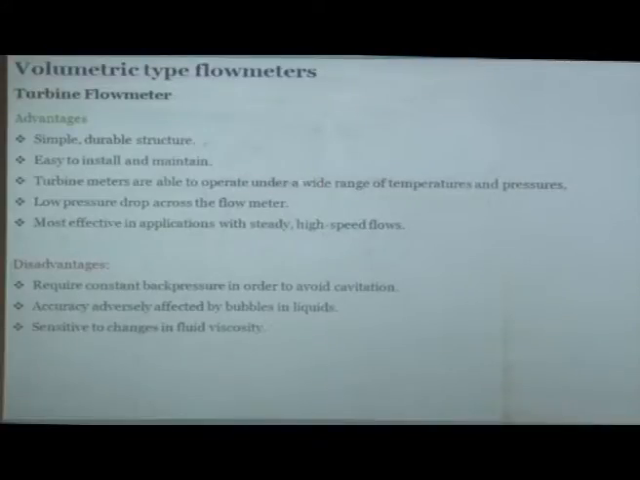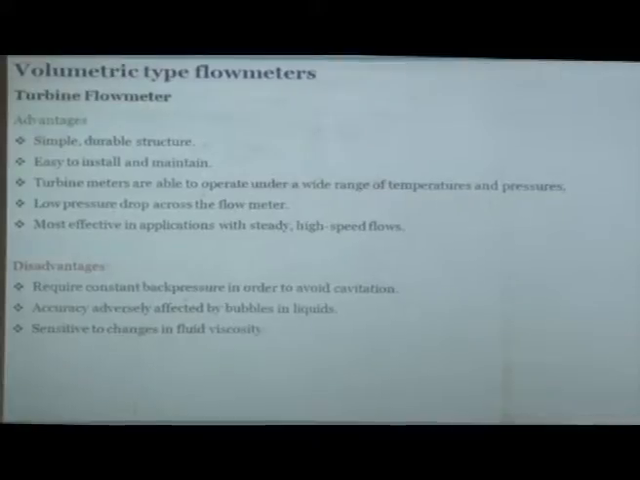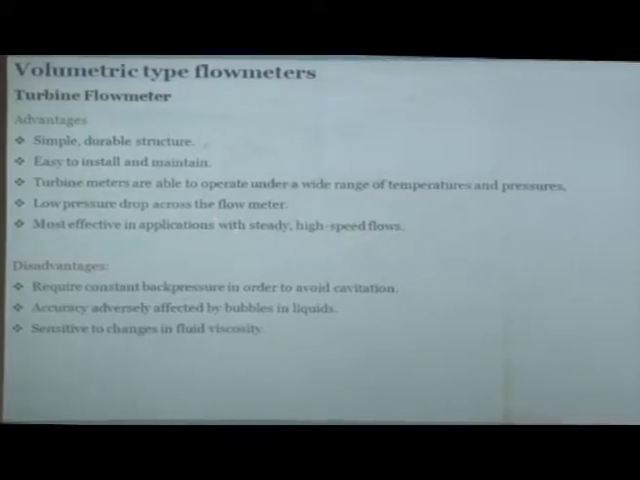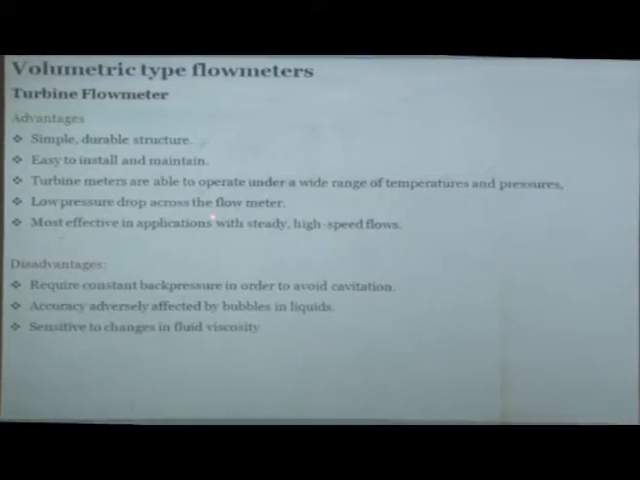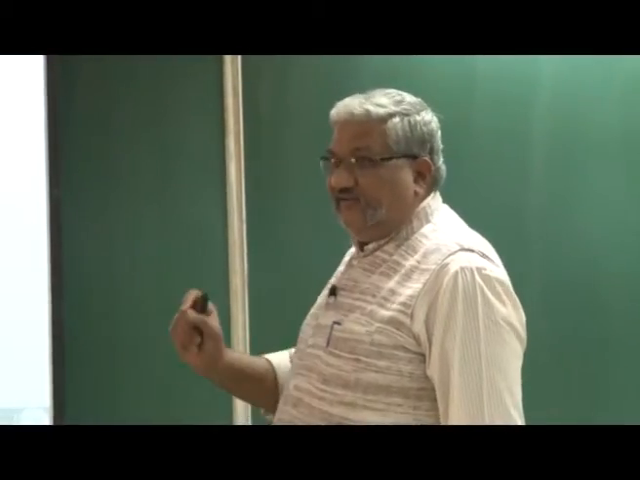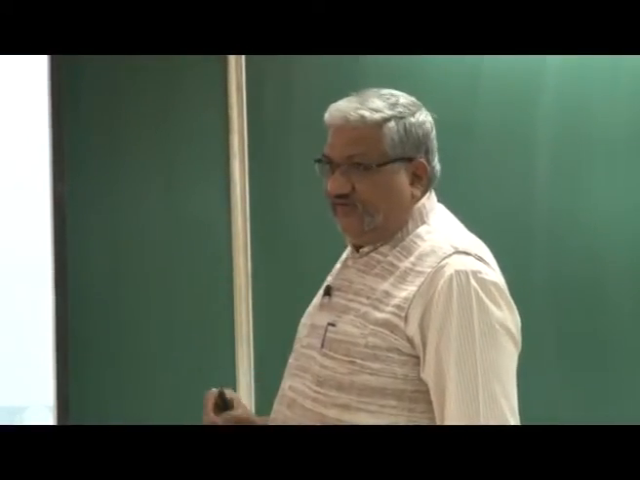Turbine meters are able to operate under a wide range of temperatures and pressures, and there is very low pressure drop because it is not stopping any flow. It does not have constricted passages, so there is no pressure drop. It is most effective in applications with steady and high speed flows. As I said, in unsteady flows this is not going to work. But if you have a steady flow condition, this is one of the most beautiful devices to use.